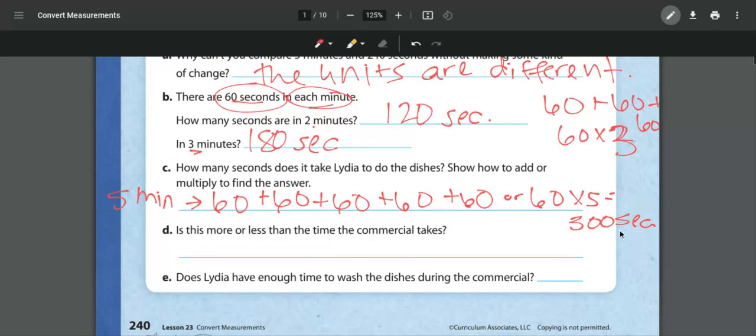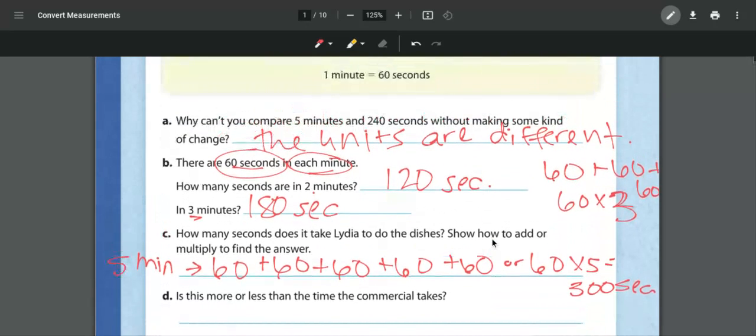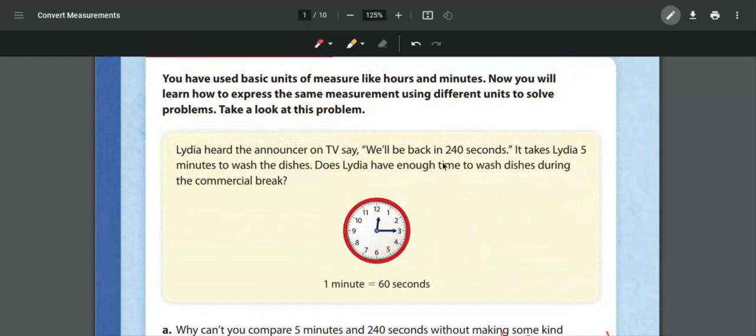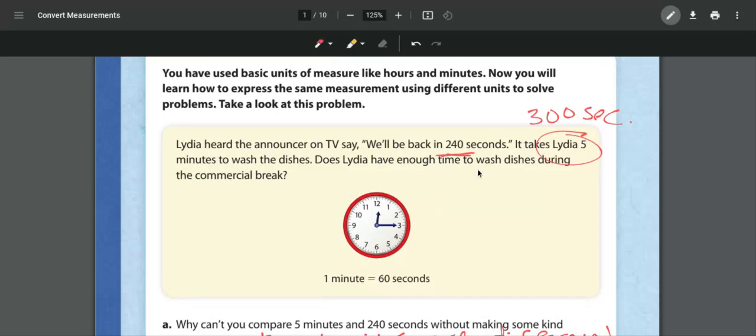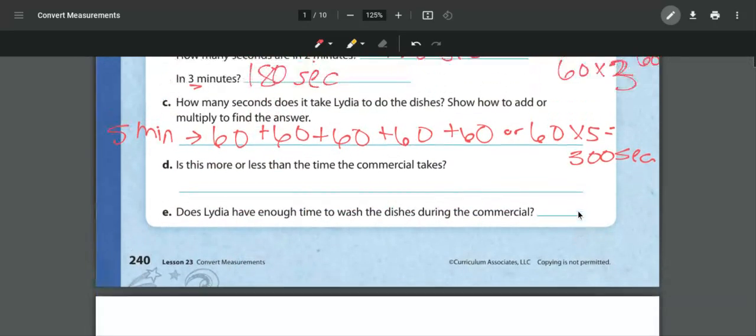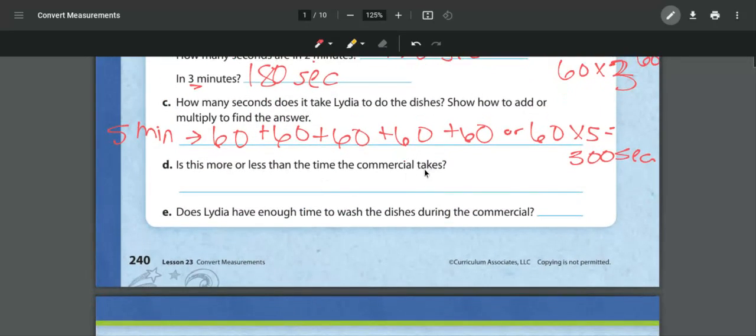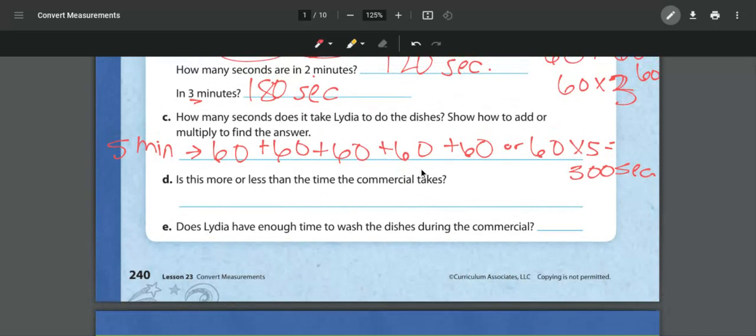So look at the 300 seconds. Is this more or less time than the commercial takes? The commercial says 240 seconds. Lydia takes 300 seconds. Let's compare those two numbers because now they're in the same units. Is this more or less time than the commercial takes? Go ahead and write down your answer. Is it more or less?